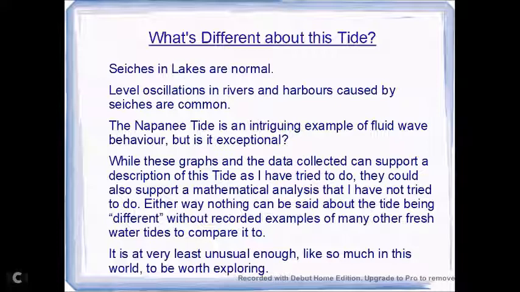So what is different about this tide? Seiches in lakes are normal. Level oscillations in rivers and harbors caused by seiches are common. The Napanee tide is an intriguing example of fluid wave behavior, but is it exceptional?